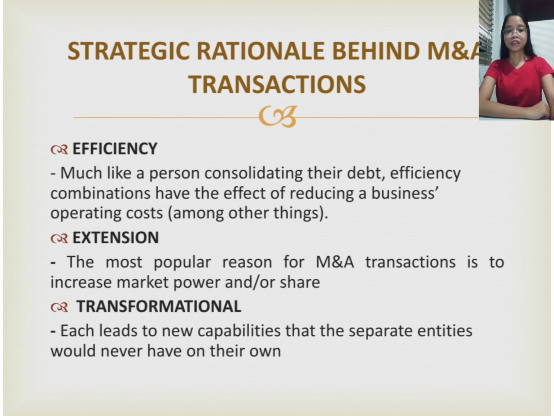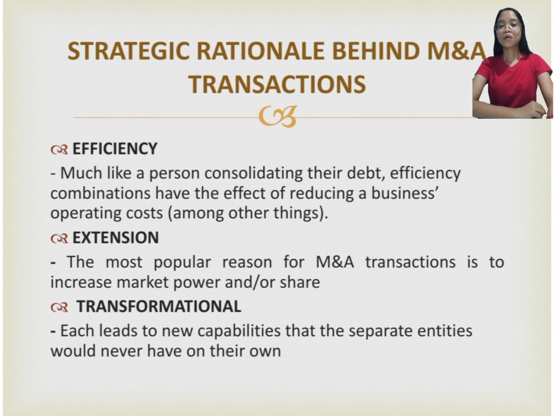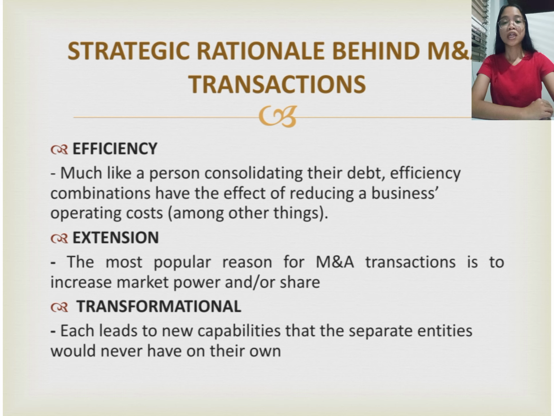Next is extension. The most popular reason for an M&A transaction is to increase market power or share. So in extension, in this case, it combines a frequently pursued move to expand a company's product lines or add a product category, or to widen their presence in a market they currently inhabit or enter an adjacent or new market. Transformational: each leads to new capabilities that the separate entities would never have on their own.